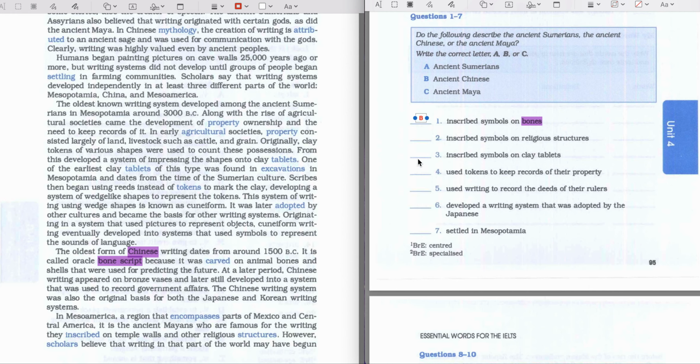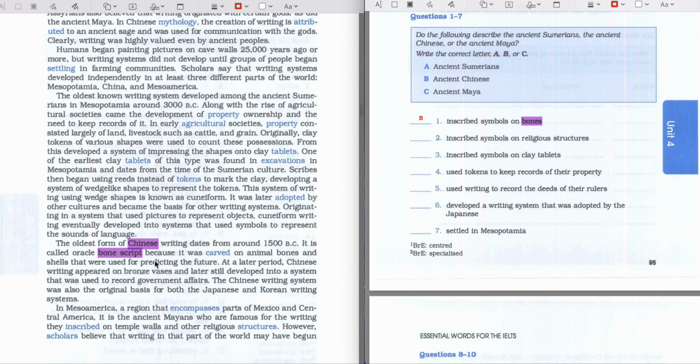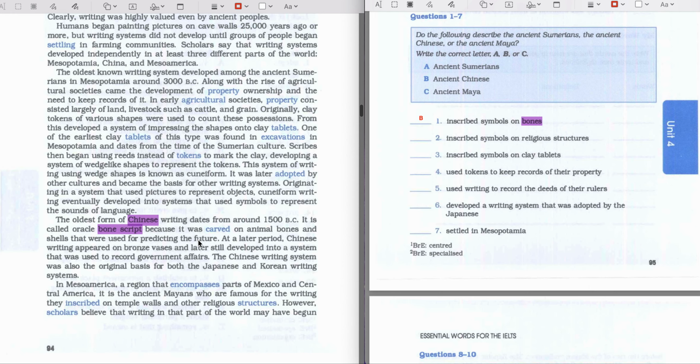Let's put it here. So let's go further to the second question. Describe symbols on religious structures. Usually they put the answers to your questions step by step, and you can further scan, but it doesn't always work. But let's see if it works here or not, because we can find the answer to the following question below the answer to the previous question.